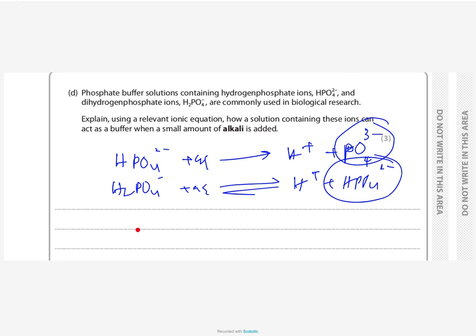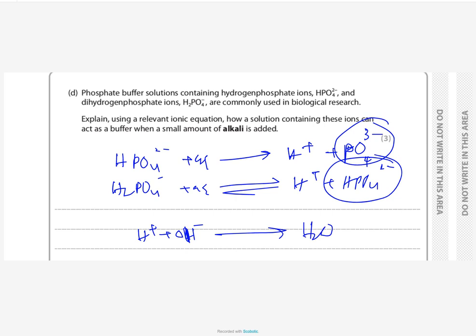Then you can say, when OH minus is added, this is alkali, it combines with H plus to form water. As a result, the concentration ratio of acid to salt, or you can say salt to acid, remains almost constant.